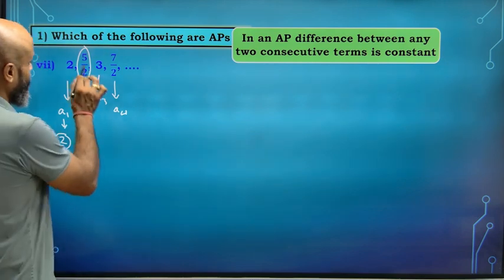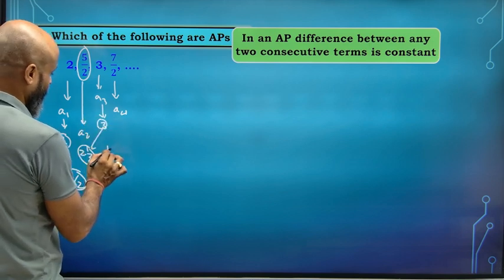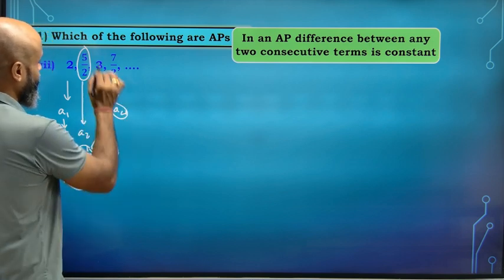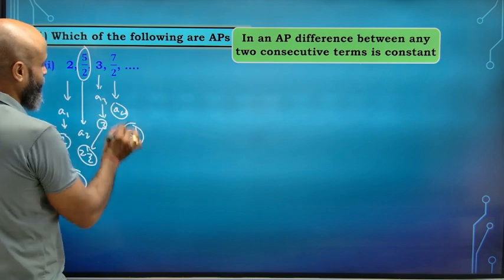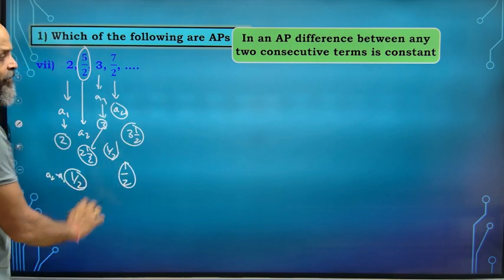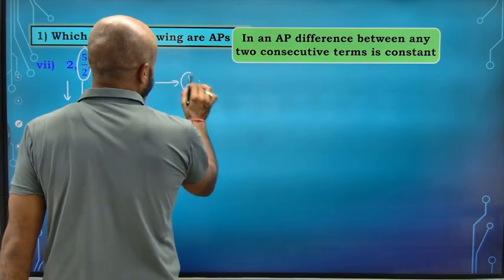Let's say 3 and 2.5. So, between 3 and 2.5, what is the difference? Again, half. Between A4 and A3, what is the difference? So, this is 7 by 2, which is 3.5. Between 3.5 and 3, again, the difference is half. So, if we see this series, the common difference stands out to be half.